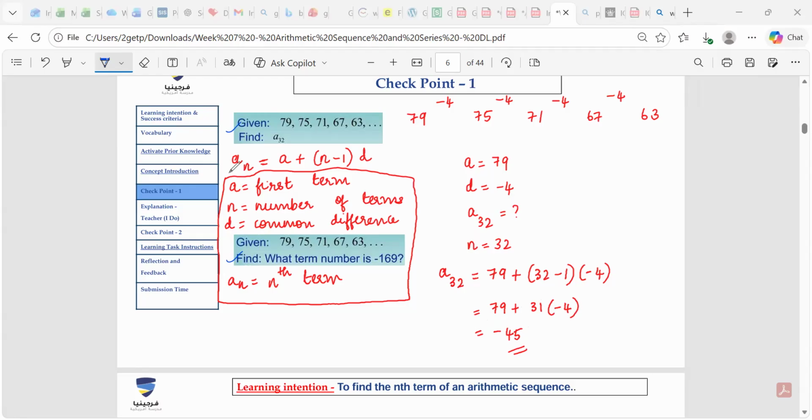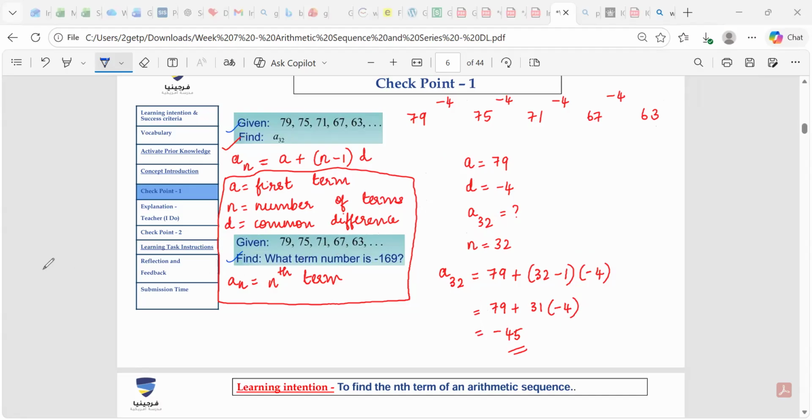So we need to know the formula: nth term is a plus n minus 1 times d. Then we need to identify a, the first term, 79; d, the common difference, minus 4; and the 32nd term is what we need to find, so n is 32. Substitute in the formula and you will get the final answer. I hope you understood this.